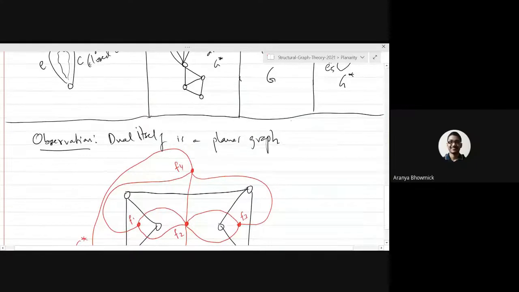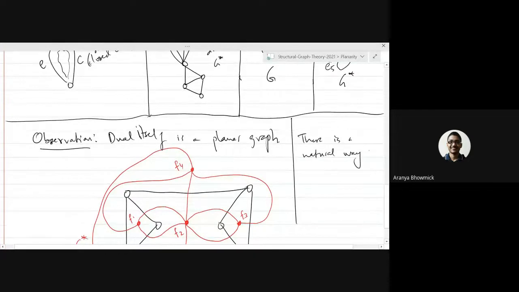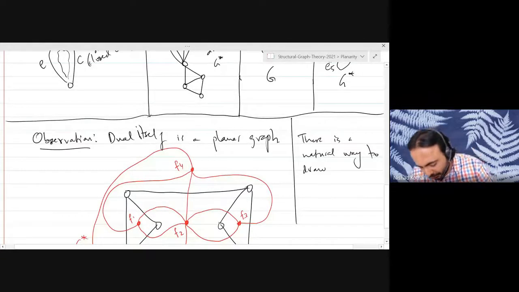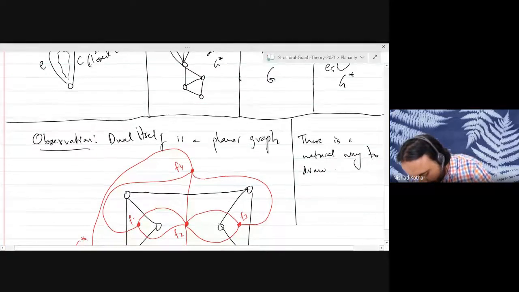Sir, from the way you constructed this red colored graph, I think it is very easy to see now why the dual of the dual will be isomorphic to G. Under some... It's not always true. It's not always true, but that is true when the original graph is connected. That is actually the key point. There is a natural way to draw the dual in a planar fashion.